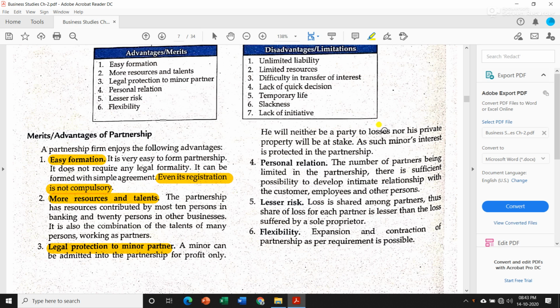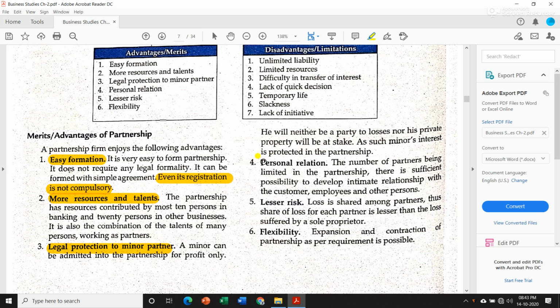He will neither be a party to losses nor will his private property be at stake, means he can enjoy profit, but he is not liable for the losses. He will not suffer any losses, plus his private property will not be at stake, means he has limited liability. As such, the minor's interest is protected in the partnership.